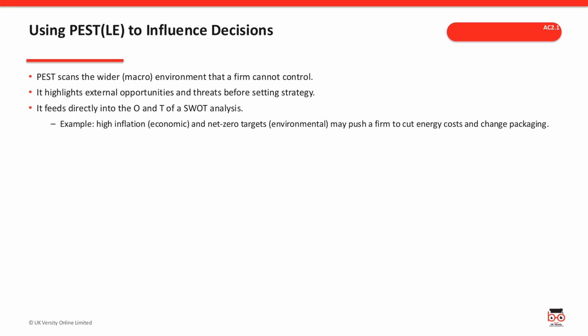So how do you use it? PESTLE maps the big external forces a firm simply can't control, highlighting opportunities and threats before a strategy is set, and it feeds directly into the O and T of your SWOT. For example, high inflation on the economic side and net zero targets on the environmental side might together push a manufacturer to cut its energy use and rethink its packaging. Exactly the kind of pressure a business like Unilever has been responding to.